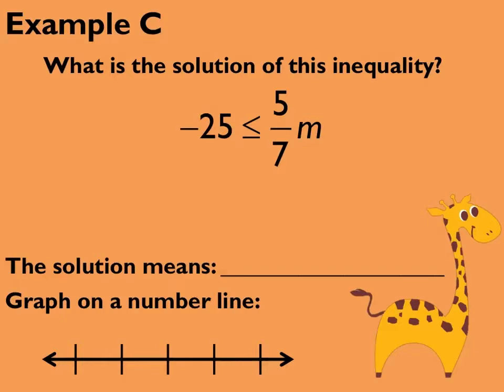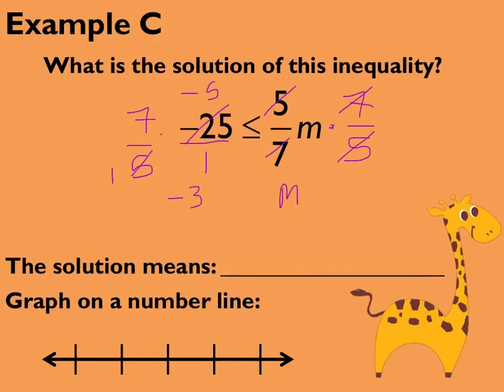To get m by itself, we'll multiply by the reciprocal of its coefficient. So we'll multiply each side by 7/5. When we multiply by 7/5, this cancels out with the 5/7, so we're left with just m on the right side. 7/5 times negative 25 on the left side gives us negative 35.